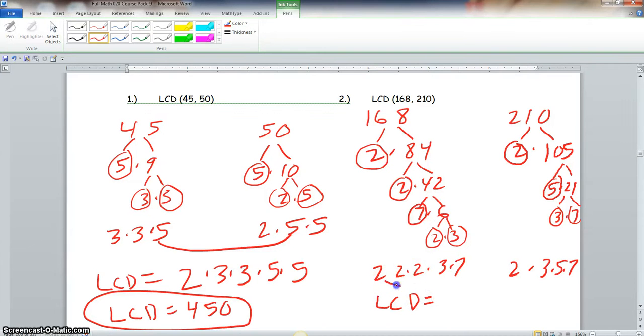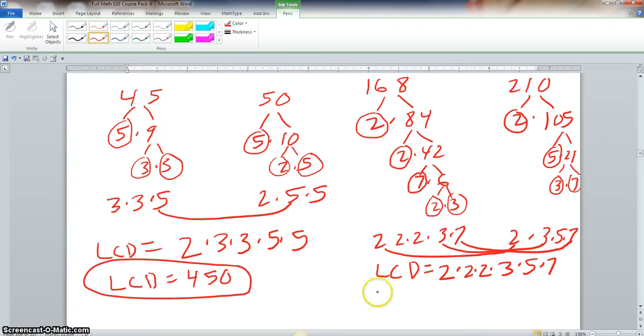We only have 1 2 here, so we'll write that down. 1 2 that matches up, so we bring down the other 2 2s. Now we have 1 3 that matches up, which happens to be the only 3s here. We have nothing to match up with the 5, but we also have these 7s that match up. So we bring that down. Now, our LCD after we multiply, we have 2 times 2 is 4, times 2 is 8, times 3 is 24, times 5 is 120, times 7, which is 840. So our least common denominator here would be 840.